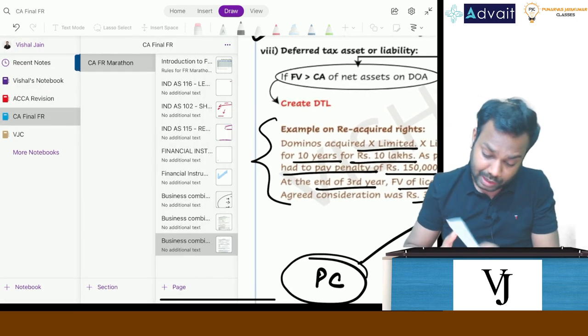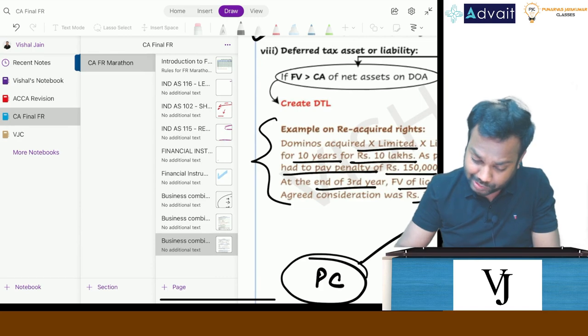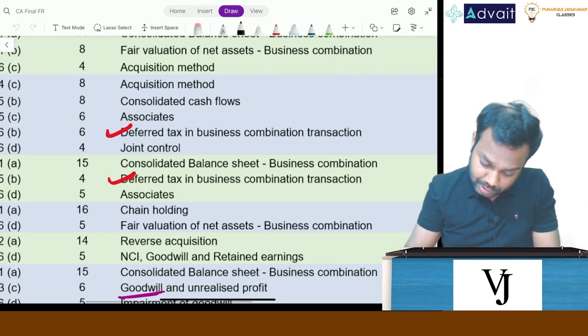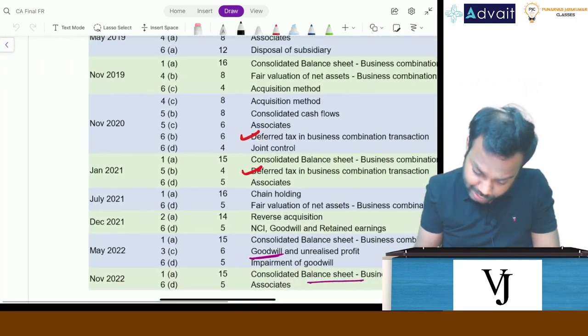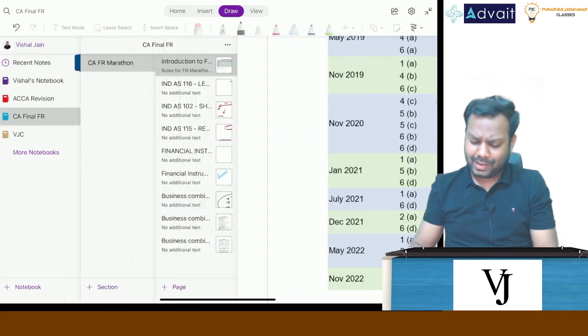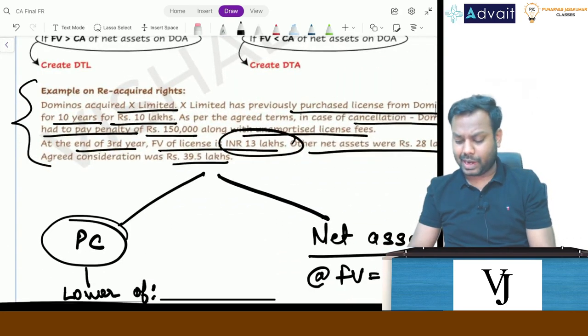And I'll show you that in the exam, this type of deferred tax question has come twice. First time it got asked in November 20 for 6 marks. It was asked in January 21 for 4 marks. Okay, so a very easy concept. But yes, let's understand this.